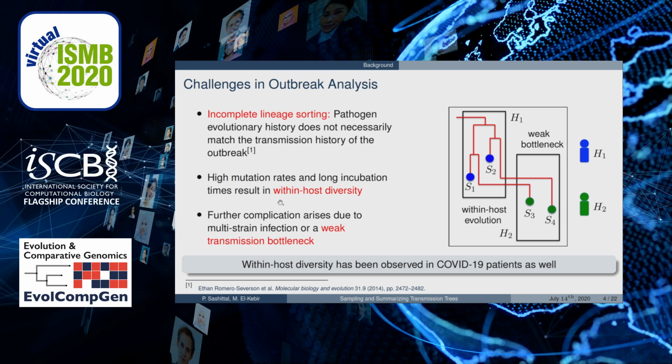Further complications in the inference problems arise due to multi-strain infections through what is known as a weak transmission bottleneck. As an example here, host H1 infects host H2 via two strains of the pathogen. In the results section, we'll show that accounting for weak transmission bottleneck and within host diversity is essential for accurate inference of the transmission history. It's also important to discuss this because within host diversity has been observed in bulk sequencing samples collected from COVID-19 patients.